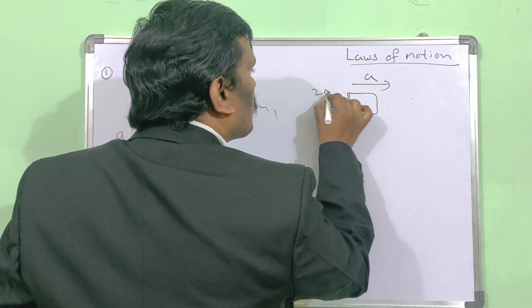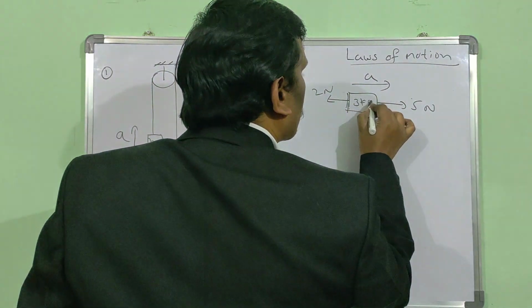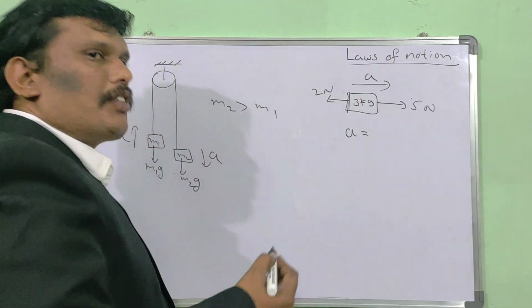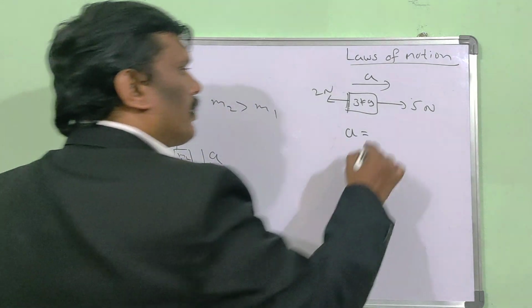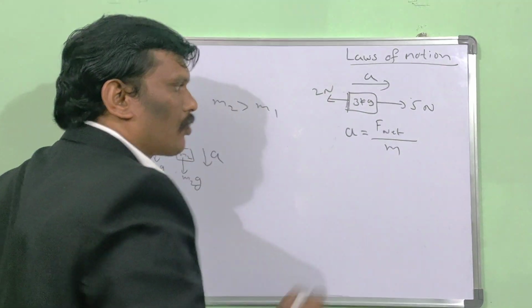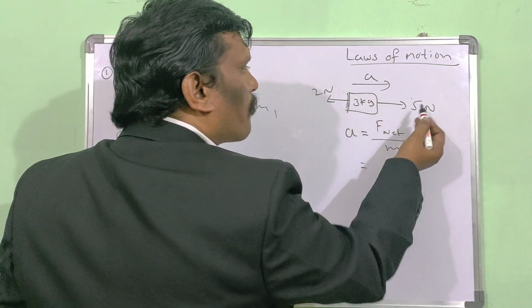Suppose a body is moving with acceleration a and two forces are acting, one is 2 newtons, another one is 5 newtons. Body mass is 3 kg. Then how to calculate the acceleration? From Newton's second law, acceleration is equal to net force by its total mass. What is the net force? 5 minus 2. Why? Because both are in opposite directions.